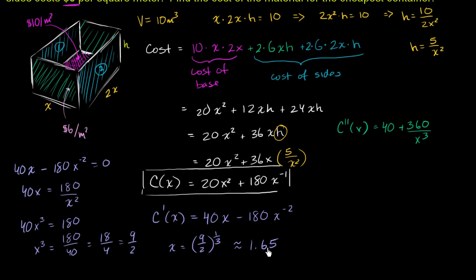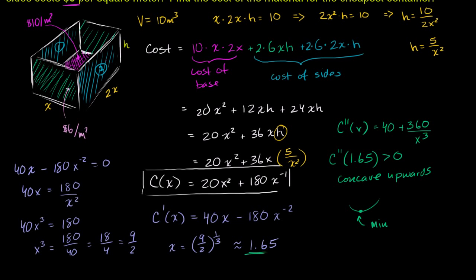So when x is equal to 1.65, this is going to be positive, this is going to be positive. So let me write this down. C prime prime of 1.65 is definitely greater than 0. So we're definitely concave upwards when x is 1.65. Concave upwards, which means that our graph is going to look something like this. And so where the derivative is equal to 0, which is right over there, we are at a minimum point. We are minimizing our cost.